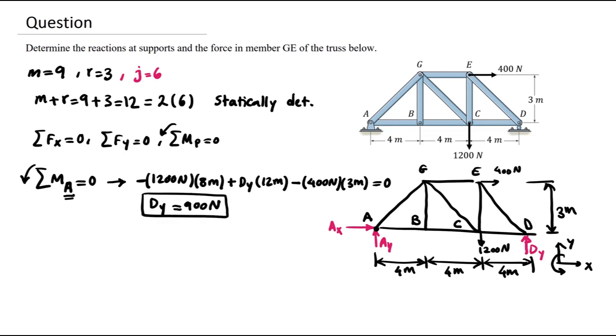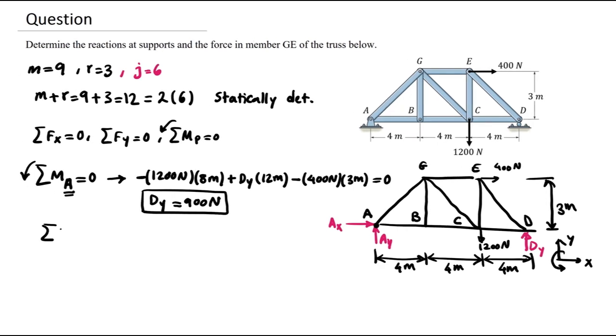Sum of forces along x-axis is equal to 0. So AX plus 400 Newton will be equal to 0. I can solve for the only unknown. AX will be equal to minus 400 Newton. Negative sign means that AX is toward the left-hand side, opposite to X direction.